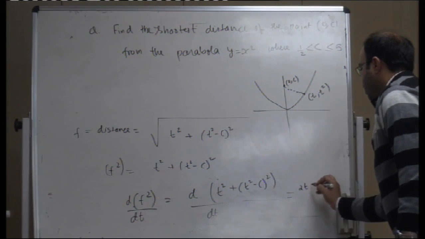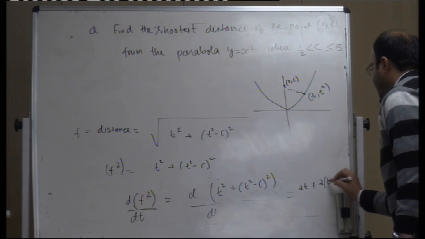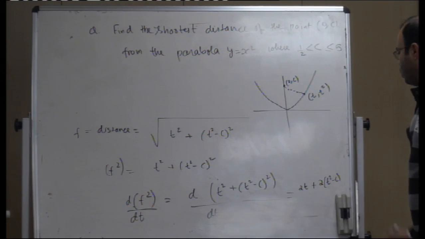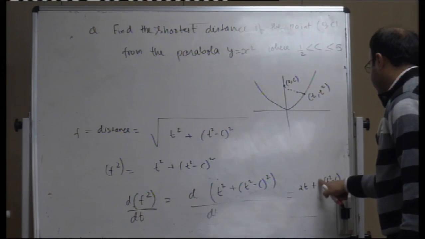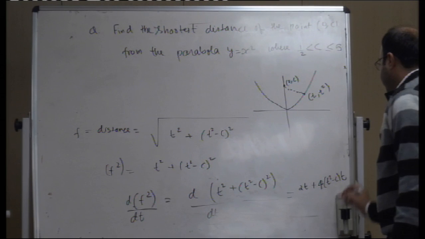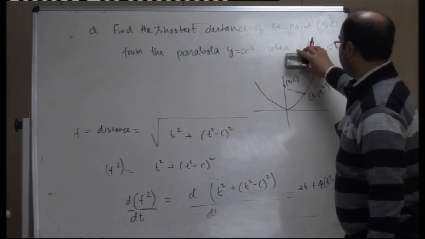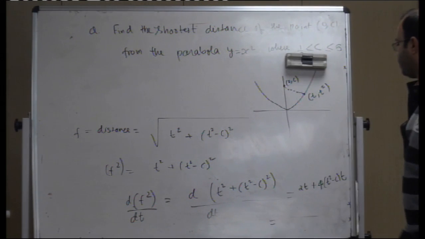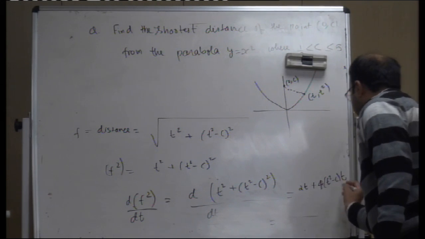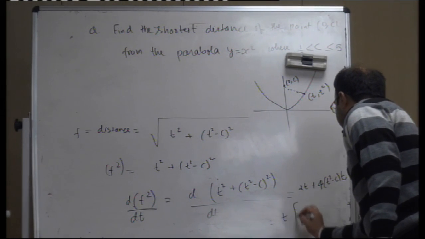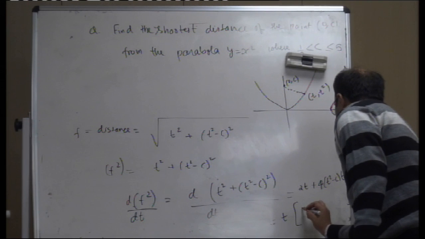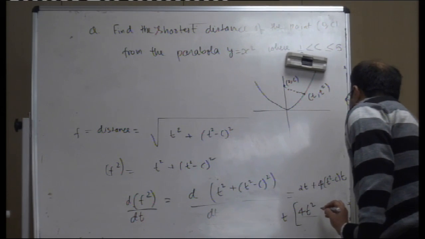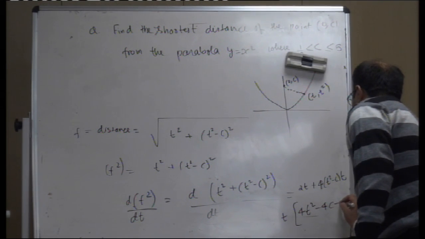This would become 2t plus 2(t square minus c) into again 2t. So this will become 4t, and then we will write it like this: 2t, and t you can take as common as well. So this will become 4t square minus 4c plus 2.